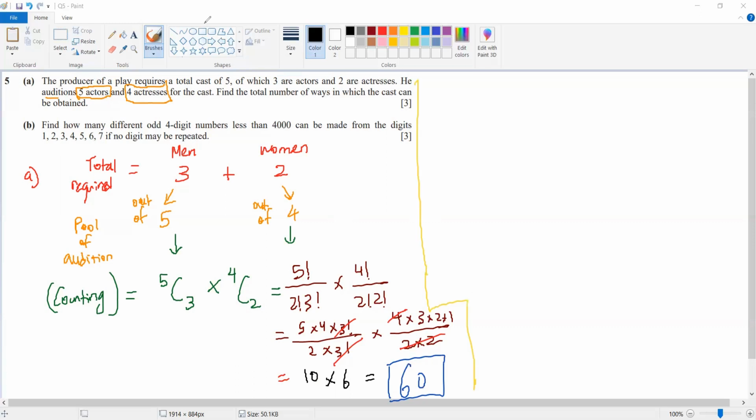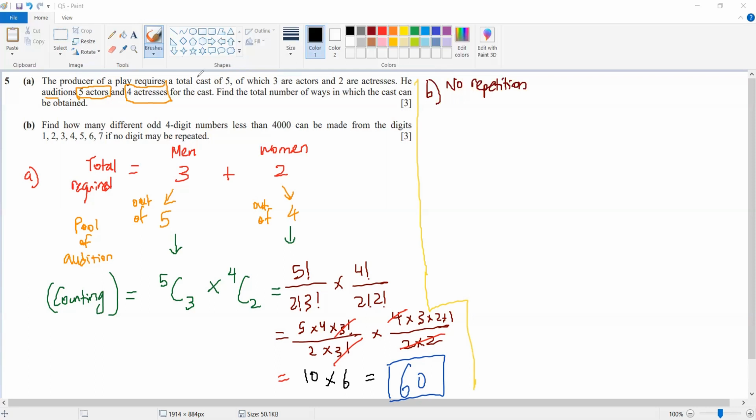ta-da, okay, the B part. Find how many different odd 4-digit numbers less than 4,000 can be made from the digits 1 to 7 if no digit may be repeated. Okay, there's no repetition. Okay, there's an important part. Sometimes they'll put this phrase, so you'll know that this is the equivalent phrase. So how many different 4-digit odd numbers? Let's think about it.